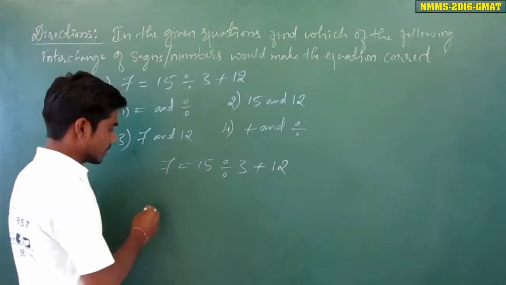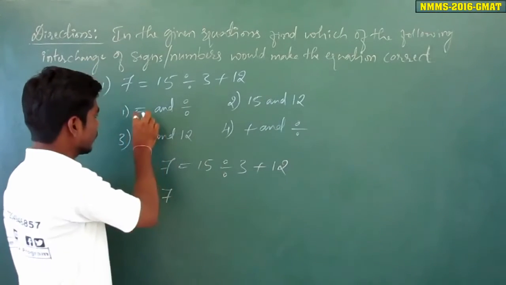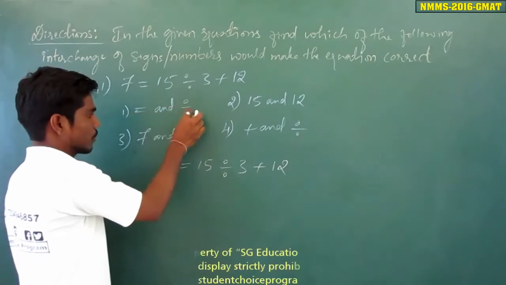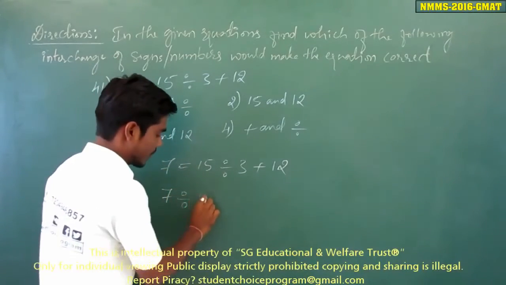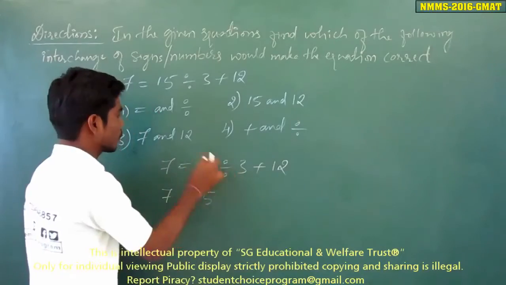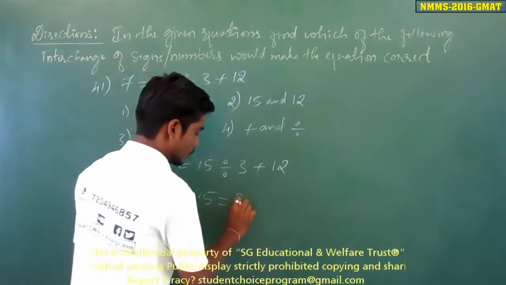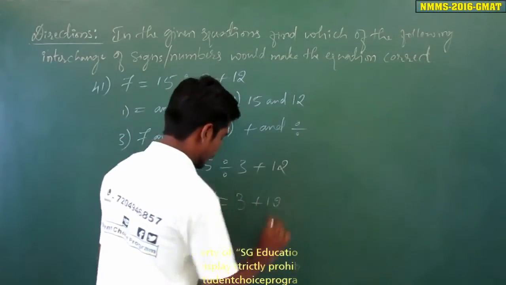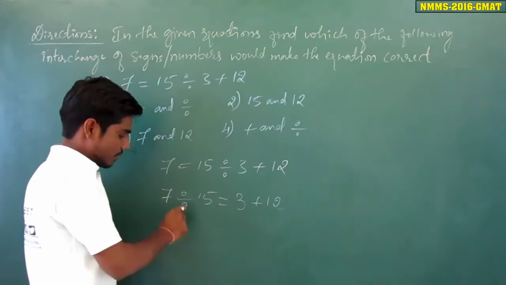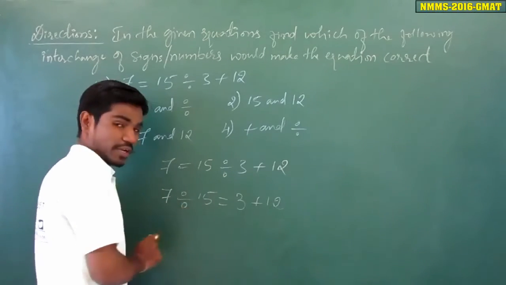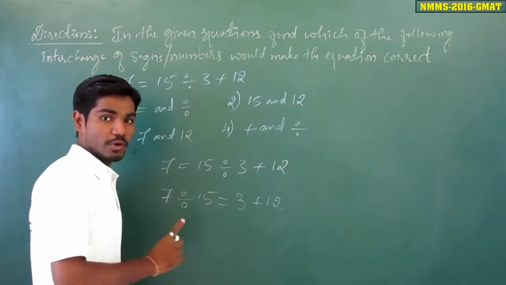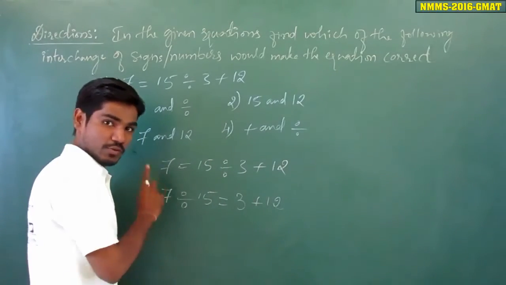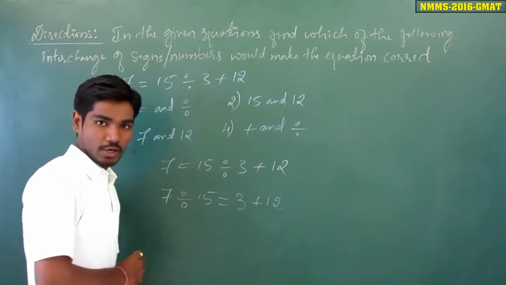So let me do that. 7, now instead of is equal to, we substitute division, 15. Now in place of division, we put is equal to, 3 plus 12. Well friends, if you observe here, 7 divided by 15 is going to give you a fraction. But generally, the answers will not be in fraction. Therefore, you just leave this option and move to the second option.